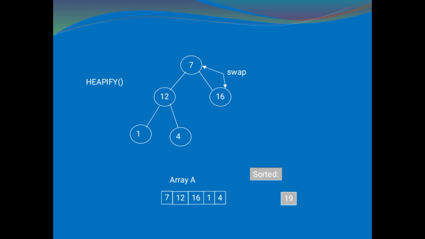Now after that swap my tree becomes like this: 1, 4, 12, 7 and 16. Now again go from the bottom. 1 and 4 compared with 12, it is a max heap. Now compare 7 with 16, it is smaller. 12 with 16, 12 is smaller than 16. So it also satisfies the max heap property. So now my tree is in max heap form.